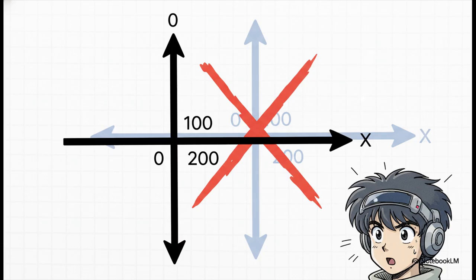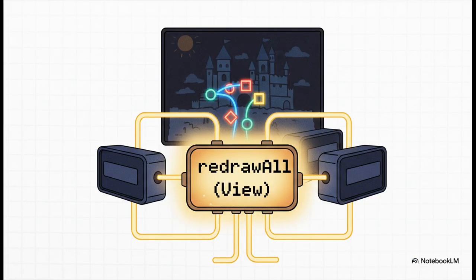Up is down. Okay, so where does all this drawing code actually go? Well, it all has to live inside one special function, redrawAll. This is the only place drawing is allowed to happen, period. This function is, for all intents and purposes, your application's view.